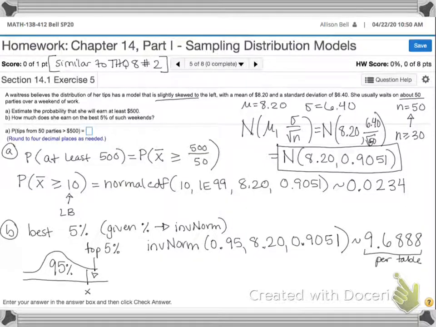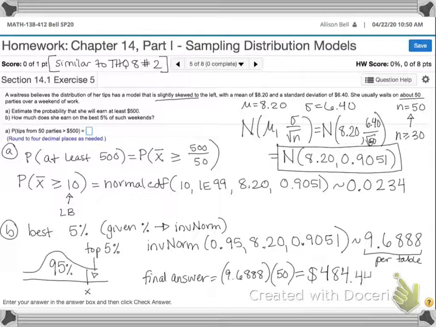So what we would really want to do here is take our answer, so the final answer is going to be that dollar amount, 9.6123, times the number of tables she served, which is 50. So 9.6123 times 50. And I get $484.44 as the final answer. So this here is the final answer for part B.